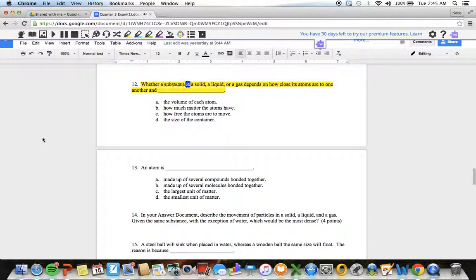12. Whether a substance is a solid, a liquid, or a gas depends on how close its atoms are to one another and A. The volume of each atom. B. How much matter the atoms have. C. How free the atoms are to move. D. The size of the container.